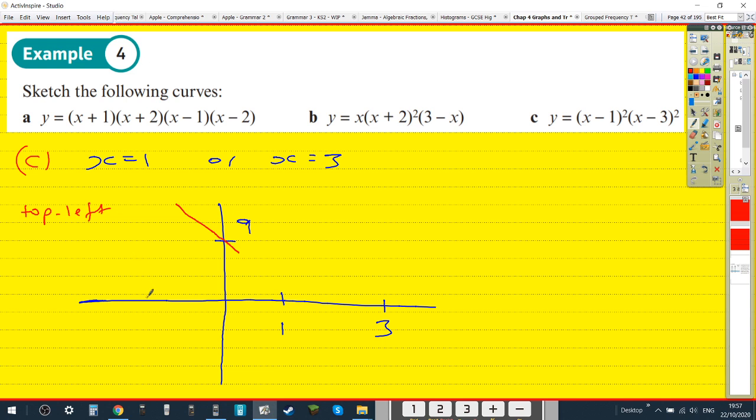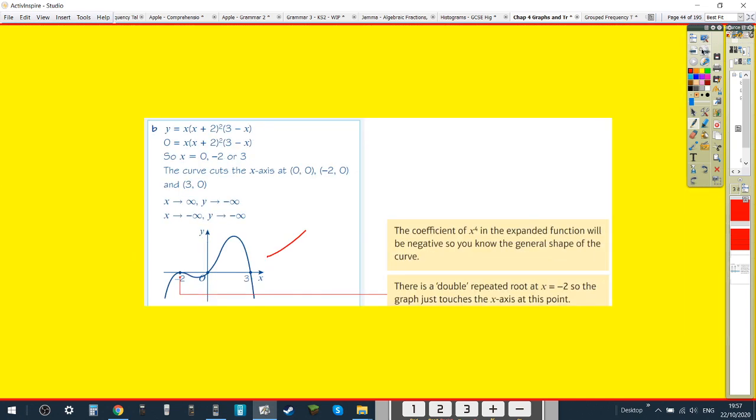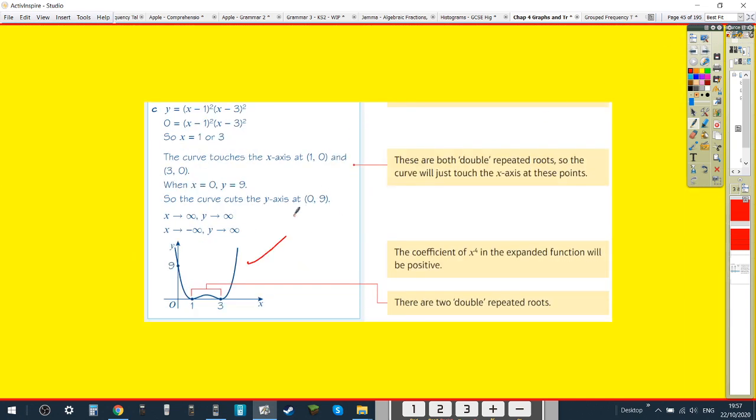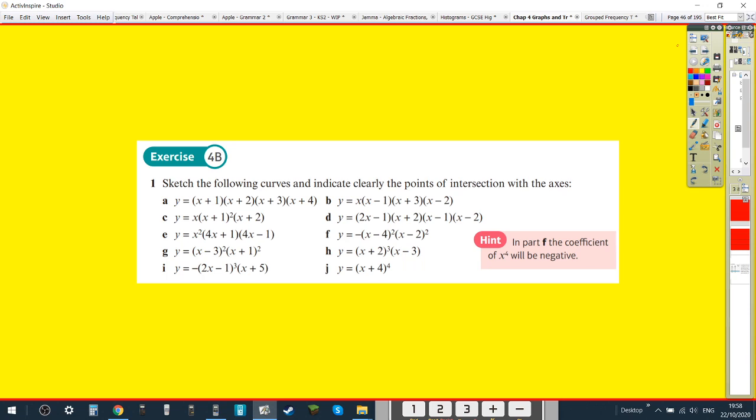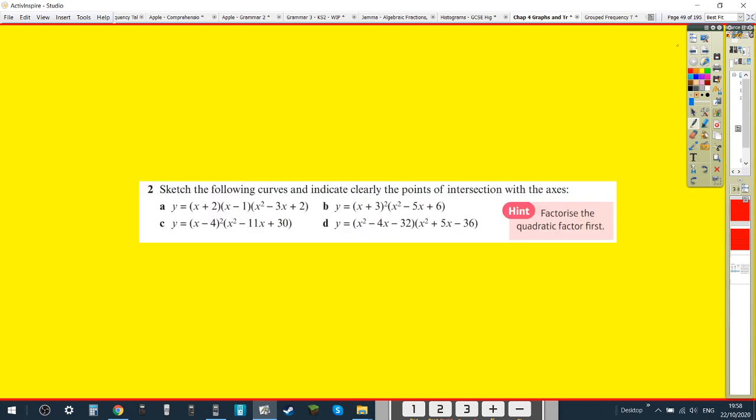So it'd go through there. It'd go to 1, and then it'd bounce, and then go to 3, and then it'd bounce back up. Well done. So it makes that W shape. Any questions there? No. So quartic is kind of almost easier than cubic.